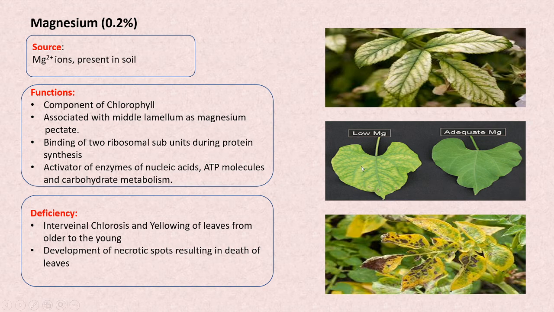So this is yellowing of leaves, and interveinal chlorosis. Interveinal means in between the veins: yellowing of the leaf in between the veins. This is yellowing of leaves, this is interveinal chlorosis, and this is development of necrotic spots due to deficiency of magnesium.